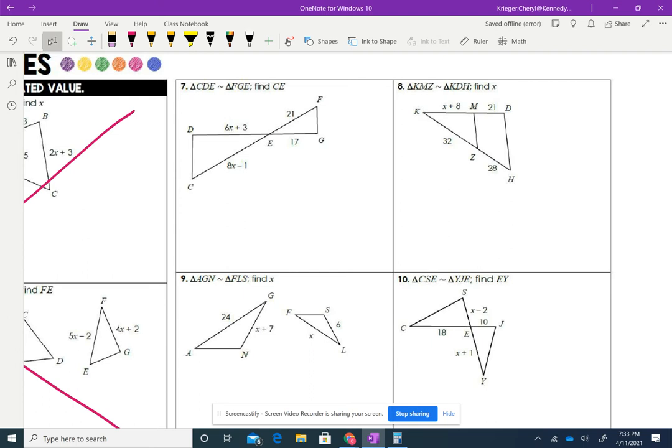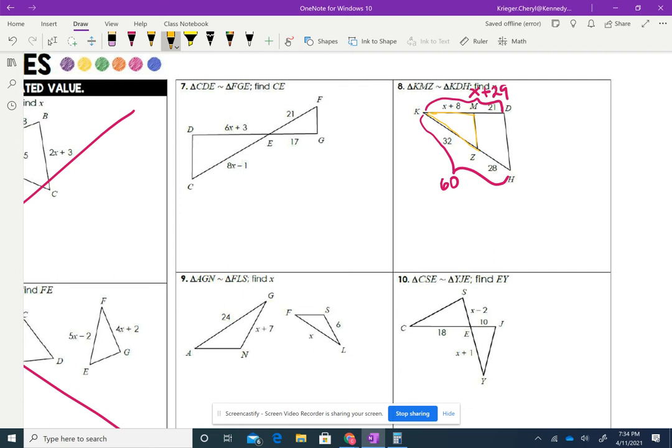All right, so notice that the larger is below the smaller, so let's go ahead and just combine these two sides here. X plus 8 plus 21 is X plus 29, right? And so the larger side here would be 32 plus 28, which is 60. Okay, so we're looking at the smaller KMZ over the larger, so we had to combine some sides there.